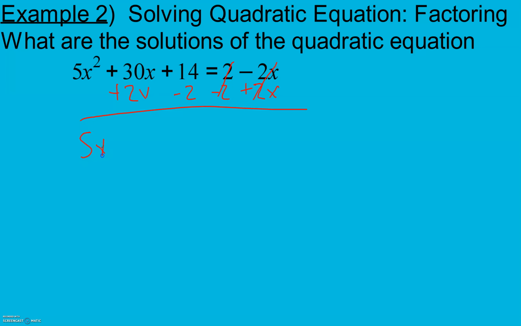Gives me 5x squared plus 32x plus 12 equals 0. Now, I have a number in front of my x squared. I try and factor it out if I can, but 5 doesn't come out of 32 or 12. So instead, I'm going to use the swing method. I'm going to swing that 5 to the back as multiplication, rewrite my expression.